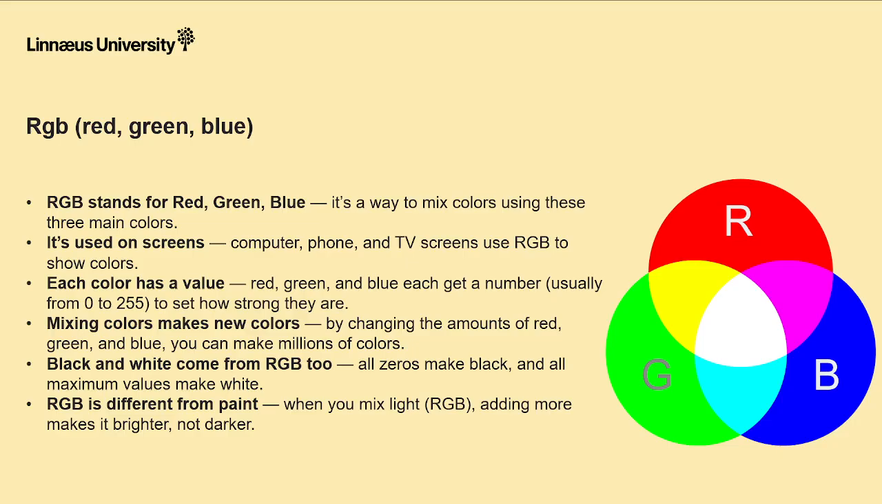RGB is different from normal paint. When you paint, you mix pigment and adding more will make it darker, but in RGB you mix light, so the more you add, the brighter it gets. So we will control these NeoPixel strings using a NeoPixel library.